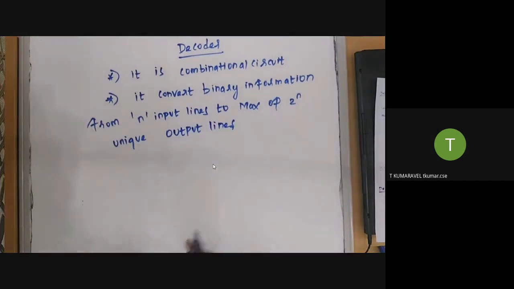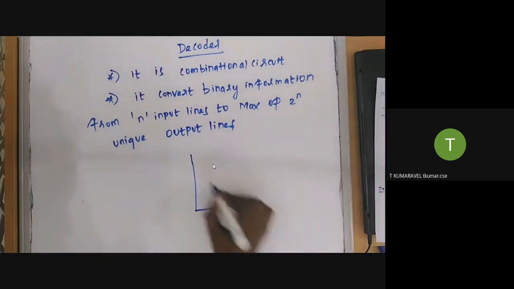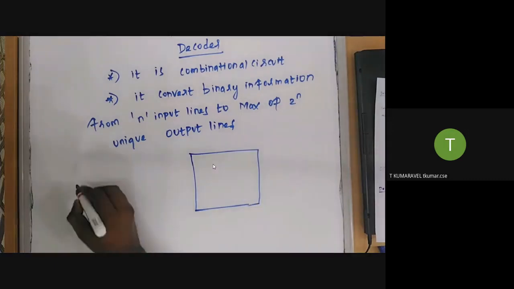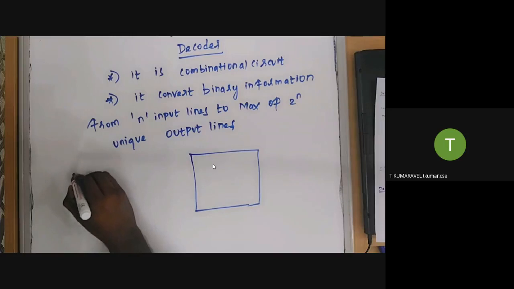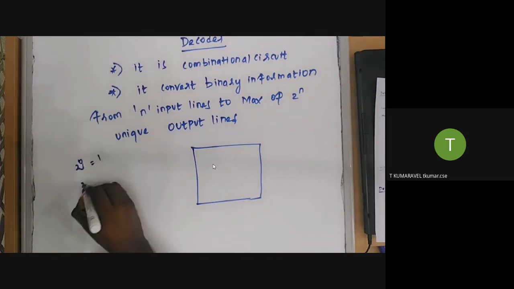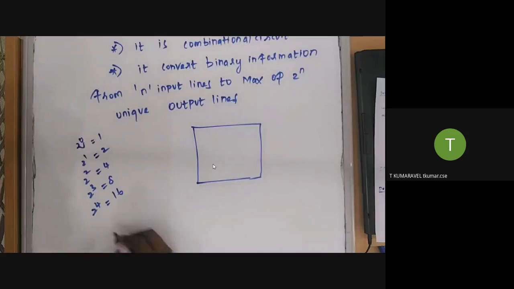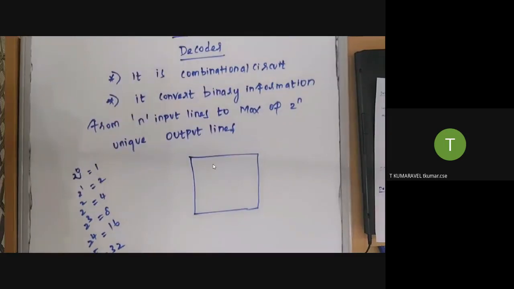What I dictated can be represented in a diagrammatic way. For example, you already know the powers of 2. What is the value of 2 power 0? It is 1. 2 power 1 is 2. 2 power 2 is 4. 2 power 3 is 8. 2 power 4 is 16. 2 power 5 is 32.